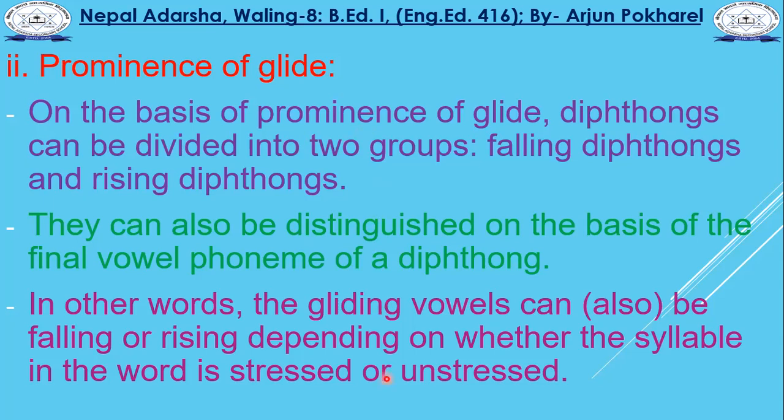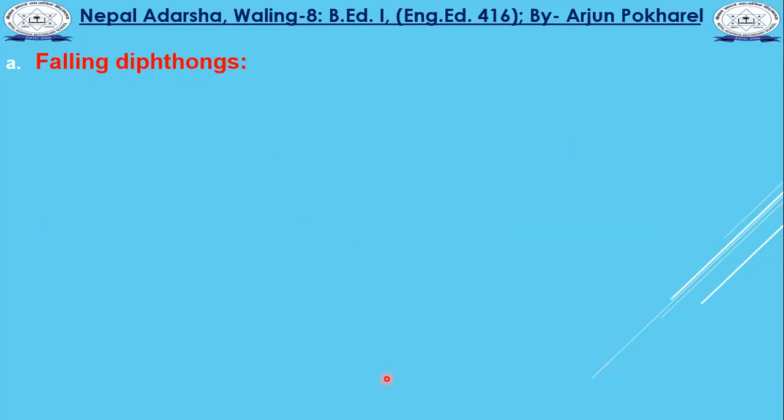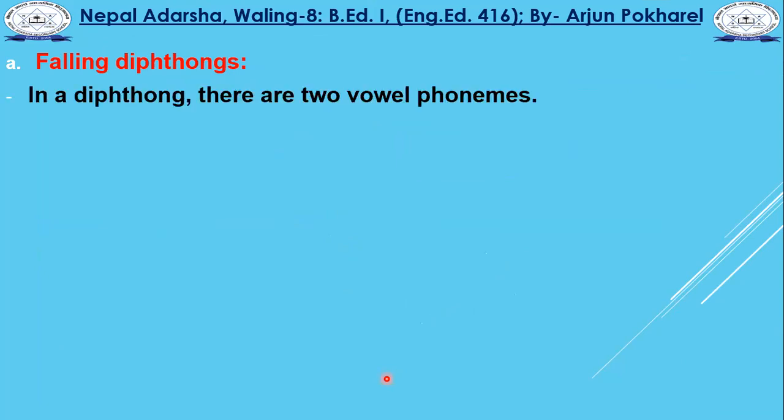That's why they are also identified on the basis of whether the syllable in the word is stressed or unstressed. Now, the first one is falling diphthongs. What are falling diphthongs? You have to be clear about what falling diphthongs are and which diphthongs of English are falling ones.